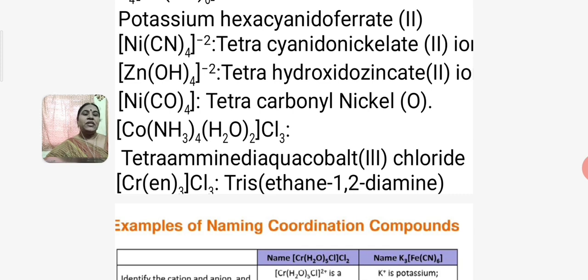And ethane-1,2-diamine is a polydentate ligand. So whenever polydentate ligands are present, you need not use the prefixes bi, tri, tetra, etc. Instead, we use the prefixes bis when 2 ligands are present, tris when 3 ligands are present, and when 4 ligands are present, then tetrakis. So as per that, now let us apply this rule and try to name this complex. So the name of the complex is tris(ethane-1,2-diamine)chromium(III) chloride.